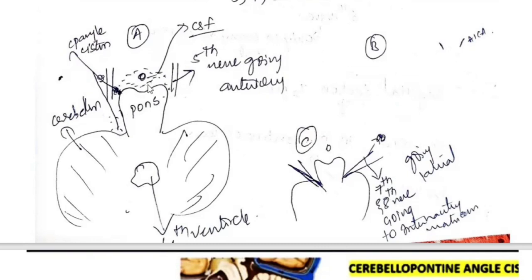In front of the pons, it is filled with CSF. So the fifth nerve passes in that section. Just remember that the fifth nerve passes anteriorly from the pons. In the same section, this is the seventh nerve and this is the eighth nerve. The seventh and eighth nerves will go to the internal auditory meatus laterally.